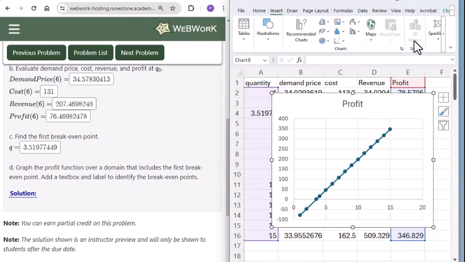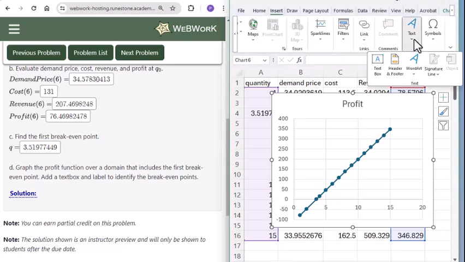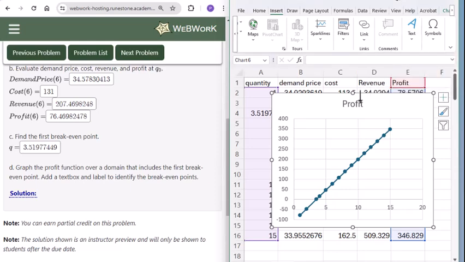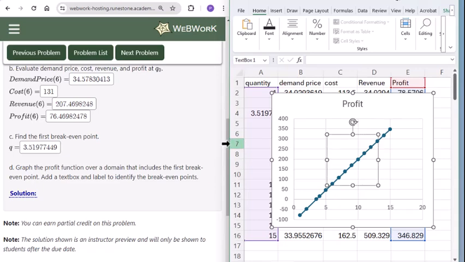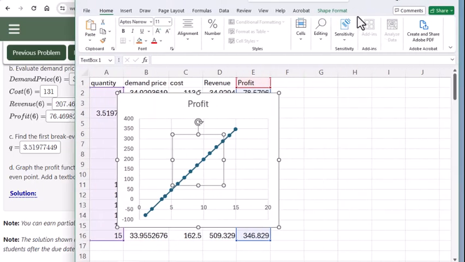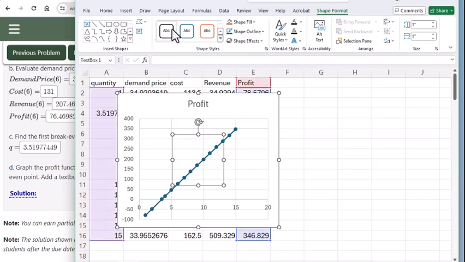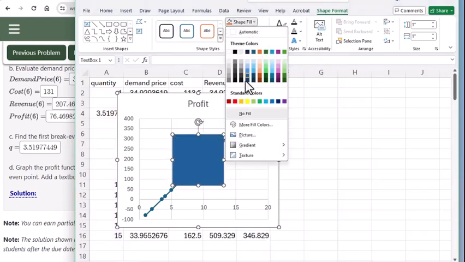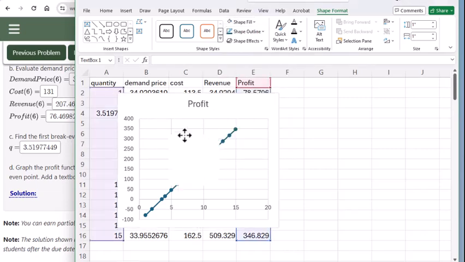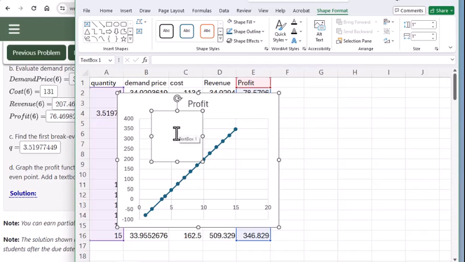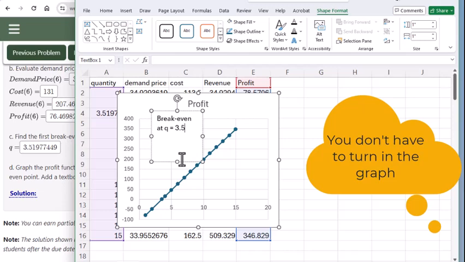And insert a text box. So over here under text, text box. Under shape format, I want to fill my text box with white. That way you don't see the graph behind it. It'll be on top of the graph. And then inside, I'll just have it say break even at Q equals 3.5.